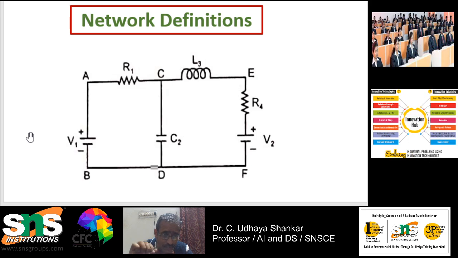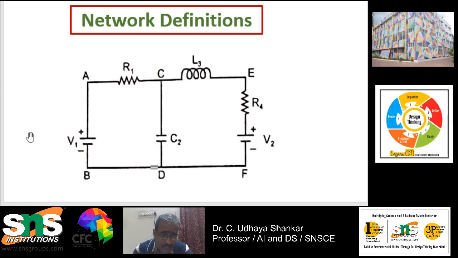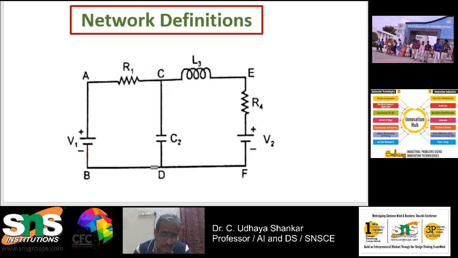A branch is nothing but a part of the network which is going to connect various points of the network. That is called a branch. So in this case, AC is a branch, CE is a branch, EF is a branch, CD is a branch, AB is a branch. So how many branches are there? 1, 2, 3, 4, 5. So totally 5 branches are there. So this is the definition for branch.